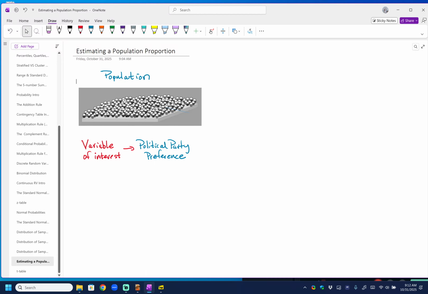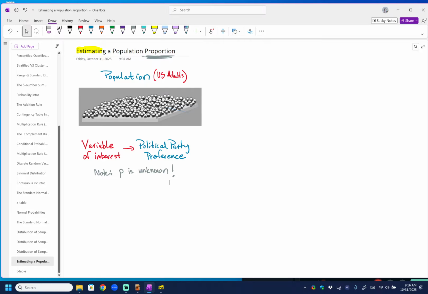One of the key tools that statisticians have at their disposal in the world of inferential statistics is the concept of estimation. The next couple of videos are going to detail how statisticians use estimation for population proportions and population means, but we're going to start in terms of proportions.